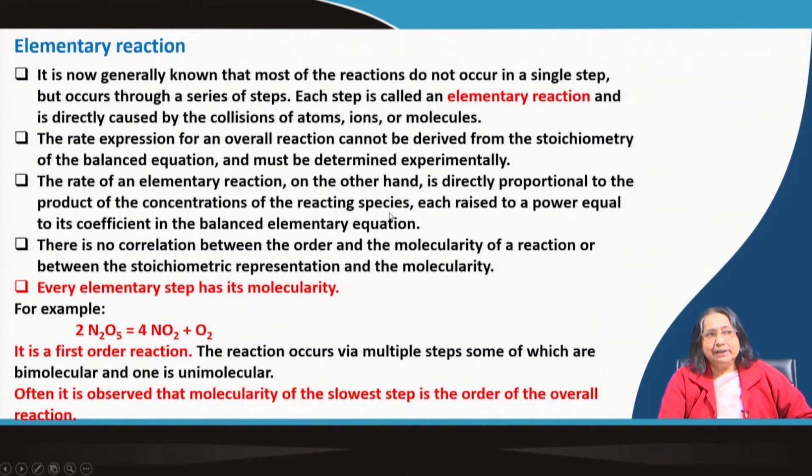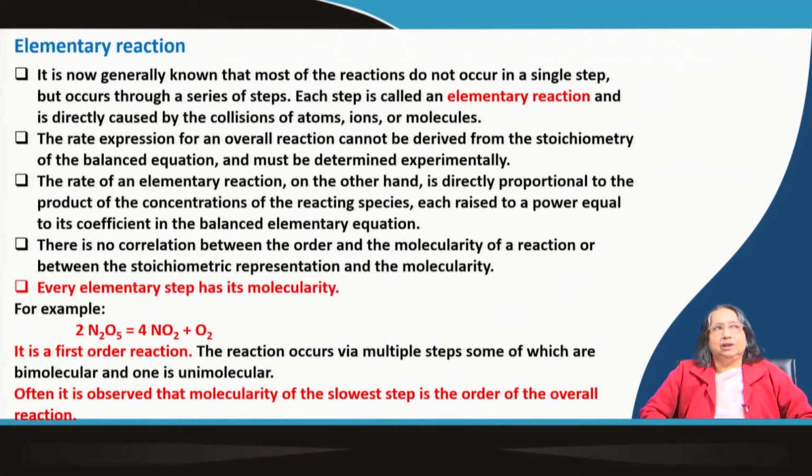That means, in elementary steps it is very easy to find out the molecularity of that particular elementary step, each concentration raised to a power equal to its coefficient in the balanced elementary equation. So, if we see the balanced elementary equation, then we can easily find out the rate expression for that particular elementary equation. However, there is no correlation between the order and the molecularity of a reaction, or between the stoichiometric representation and the molecularity. This we must understand.